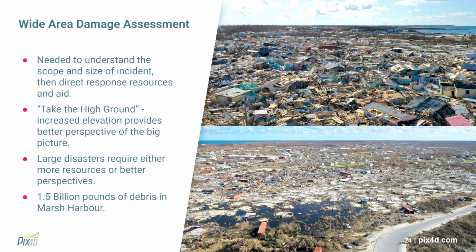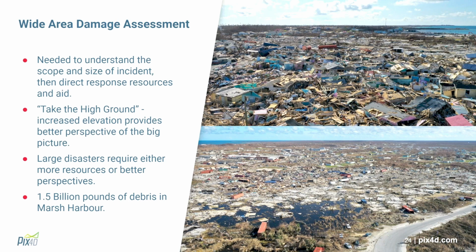But if you go to the next slide, we'll get an idea of what happens when you start using aerial reconnaissance as part of this search. And basically, with a wide area damage assessment, you can look at a much larger area of the impact zone, whether that be a landfall zone for a hurricane, tornado, earthquake, whatever the disaster is, the higher you go, the wider the perspective you're going to have on how bad the damage is. Incident commanders really need that to understand the size and scope of the incident, and again, that helps them direct the aid into the response. And large disasters require either more resources or better perspectives.